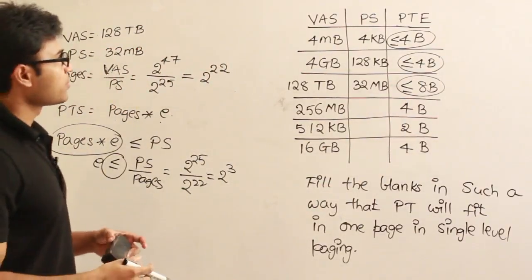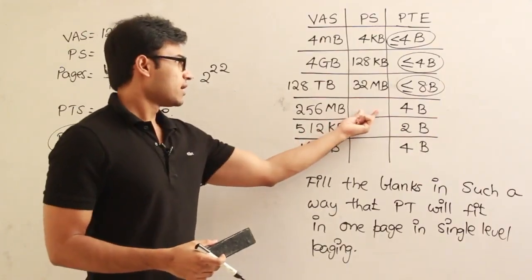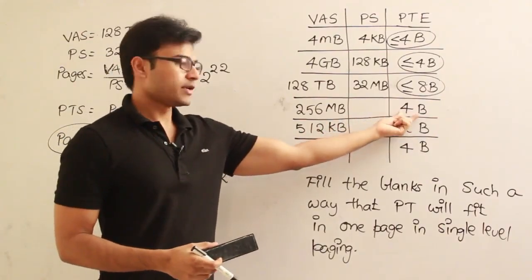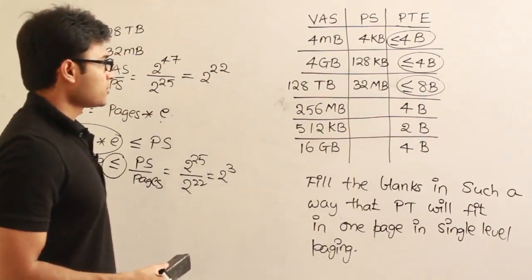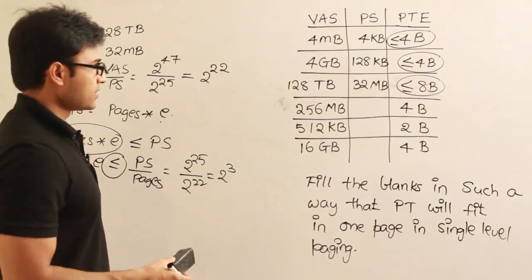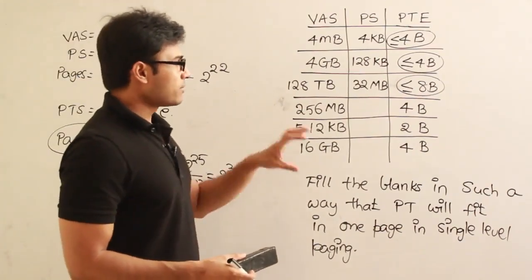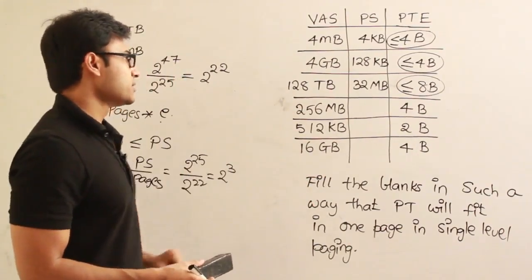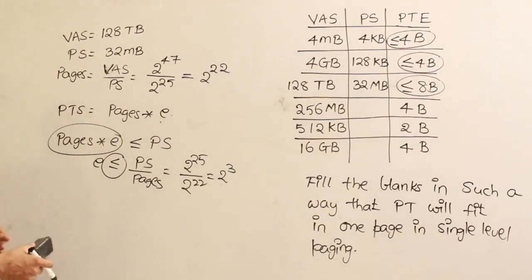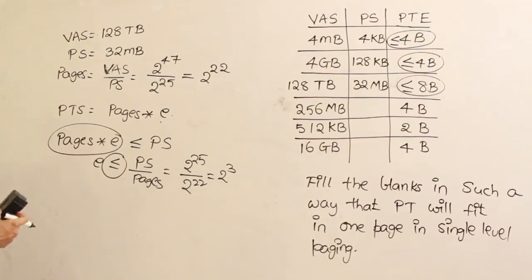And now the next one is interesting. We are supposed to design the page size given the page table entry, right? Then we are supposed to decide the page size in such a way that one page table will fit in one page, right? So now watch it. We don't know the page size here, right? So the page size is not given.